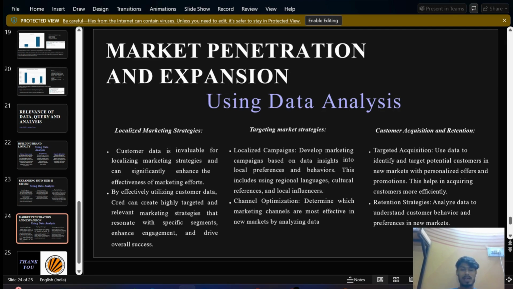First is localized marketing strategy, targeted marketing strategy, and customer acquisition and retention. According to localized marketing strategy, customer data is available for localizing market strategy and can significantly enhance the effectiveness of marketing efforts. Second is targeted marketing strategies, localized campaigns: develop marketing campaigns based on data insights into local preference and behavior, basically using regional language, culture, references, and local influencers. And the last one is customer acquisition and retention.